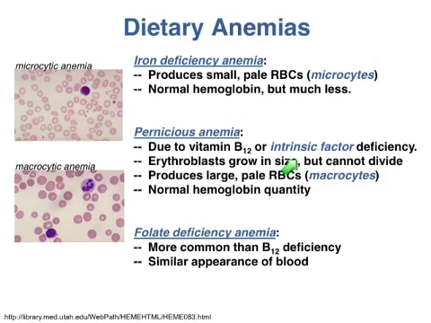Pernicious anemia is a macrocytic anemia, where the erythroblasts grow in size, but they can't divide because they can't copy their DNA without vitamin B12. The red blood cells that are there have a normal hemoglobin quantity, so they've got normal amounts of hemoglobin. Hemoglobin production isn't faulty, but the numbers of red blood cells are low, and the red blood cells are oversized.